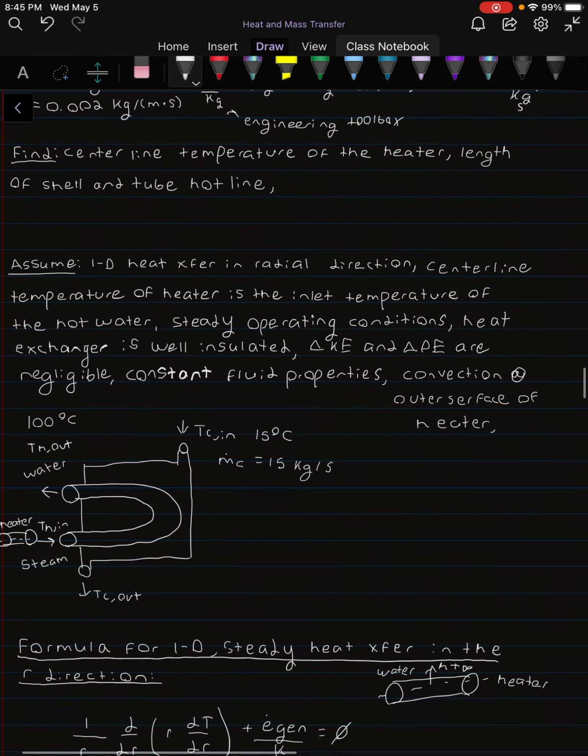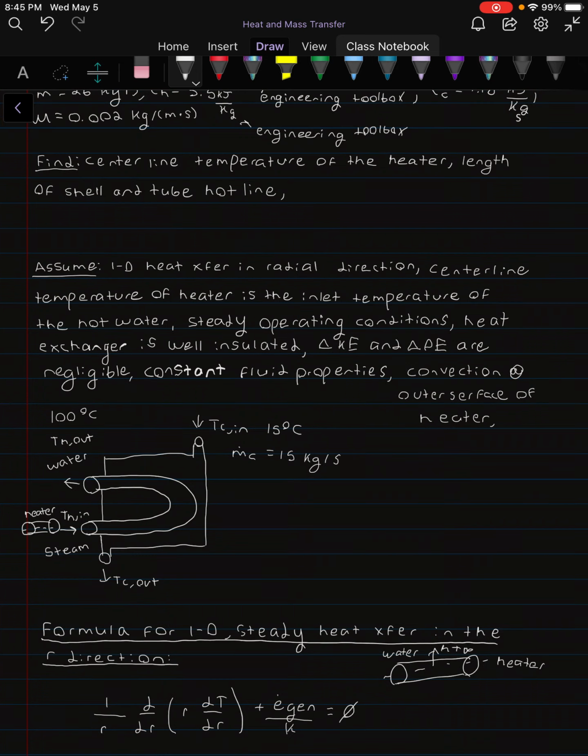So we will draw a diagram here. We have our heater, and then the shell and tube exchanger.